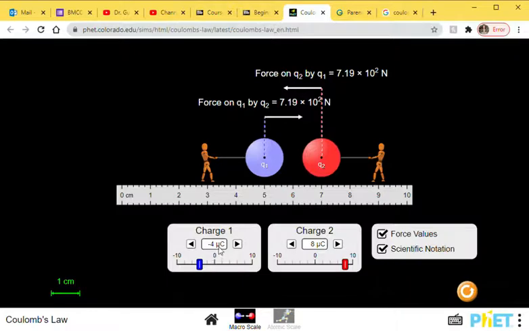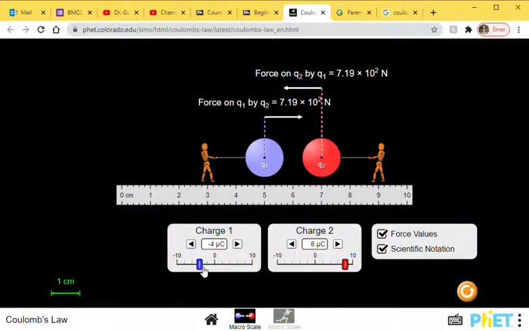Here, instead of putting +4, I changed it to -4 microcoulombs so that you can see the arrow changes. So let me change this to +4 so that you can see how the arrows are changing. In this case, because one is negative and one is positive, they're attracting each other. Therefore, the force that Q2 is applying on Q1 is toward right, and the force that Q1 is applying onto Q2 is attractive, so therefore it's toward left.